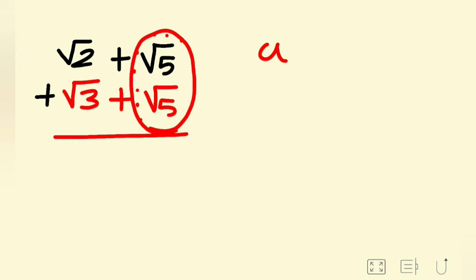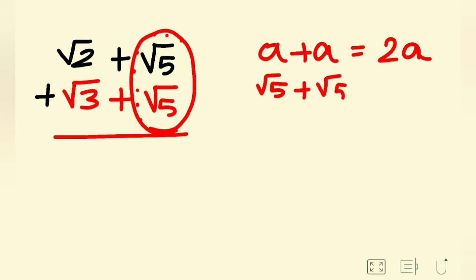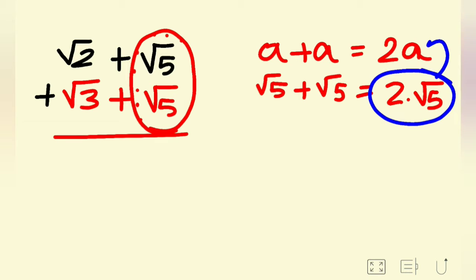We have seen this will be added in this way: a plus a equals twice a. So root over 5 plus root over 5 equals twice root over 5. So this is according to this formula. And here it is root over 2 plus root over 3.